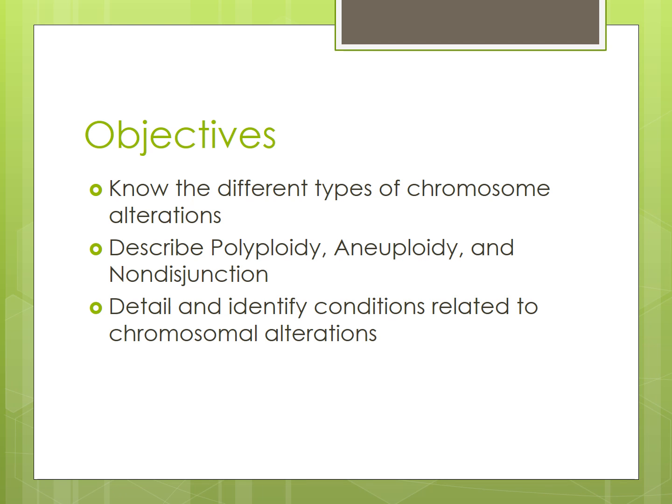So the objectives for this lecture would be to know the different types of chromosome alterations. You should then be able to describe polyploidy, aneuploidy, and non-disjunction. And then finally, we're going to talk about some chromosomal alterations and the conditions that arise from them. So you should be able to detail and identify these conditions related to the chromosomal alterations.